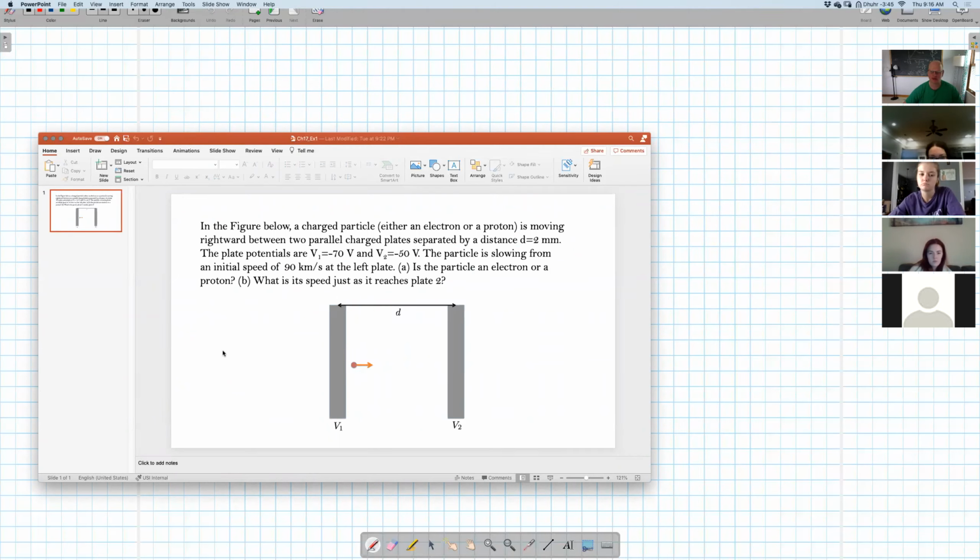So what do you think? If you like, instead of thinking about potentials, what's the direction of the force on this particle? If it's moving to the right, but it's slowing down, what's the direction of the force? What do you think? Or a different question: what's the direction of the acceleration?